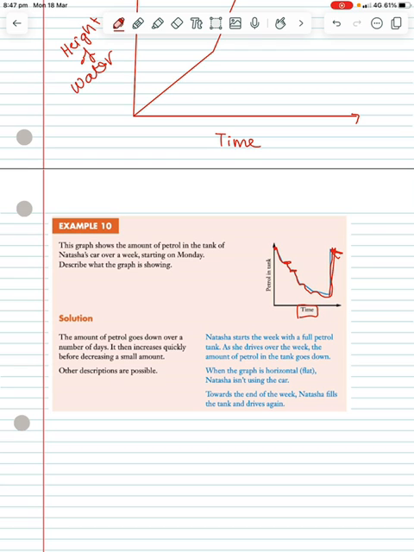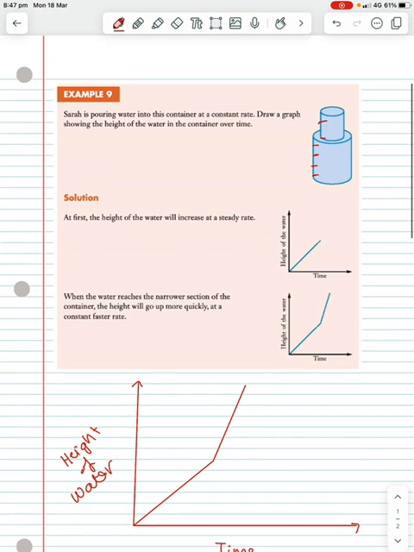That's it for this one. You're just going to be describing what you see in graphs, and you're also going to be giving rough sketches of what a graph will look like in different situations.